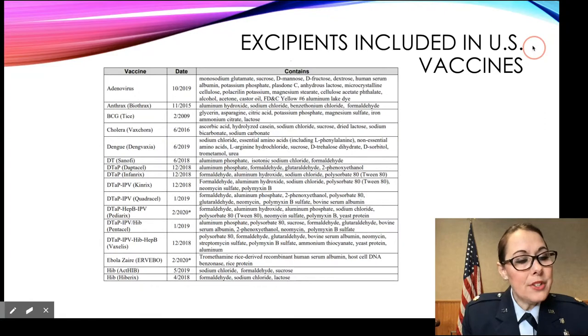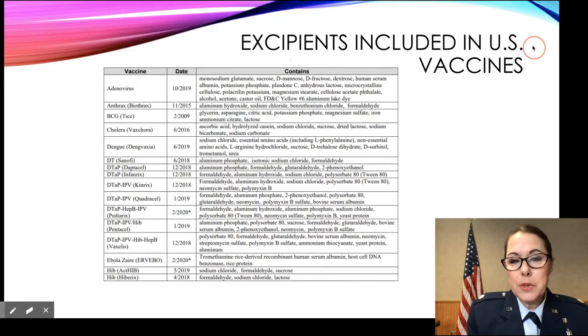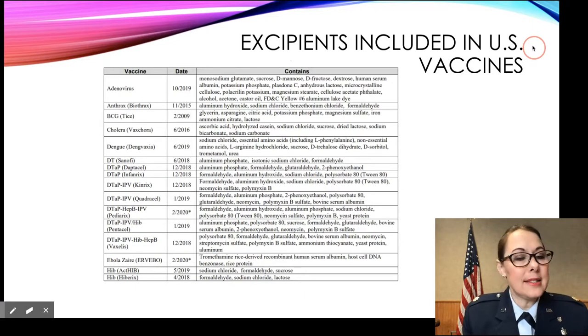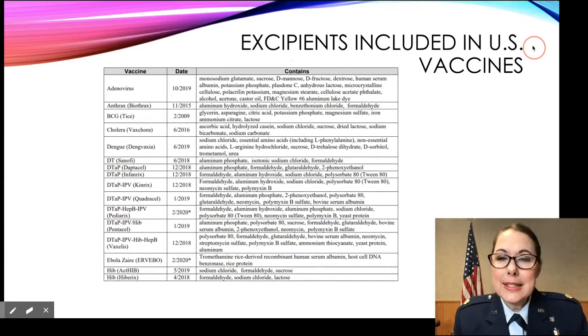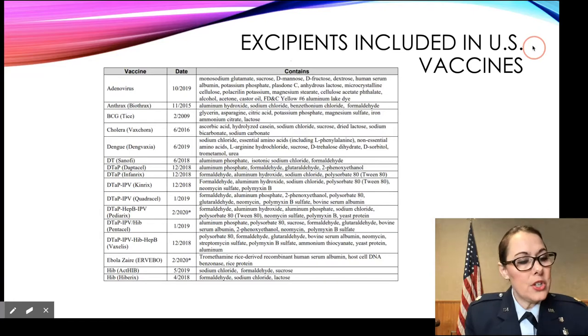We put adjuvants in there, like I said, to create a stronger immune response. For example, aluminum salts, that's an adjuvant, that's there to irritate. Then we have stabilizers, which are used for transportation and storage of the vaccine. And those can be things like sugars or gelatin.